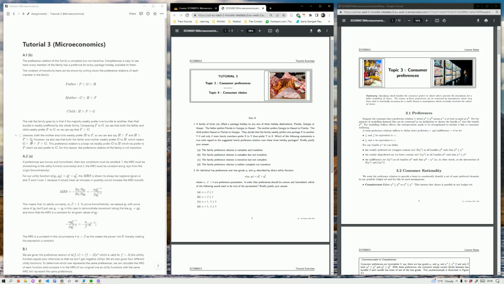And this comes to a problem here. H cannot be preferred over G and also preferred under G at the exact same time. Because imagine it, I like H less than G, but I also like it more than G. It doesn't make sense. So for that reason, it's a loop. And we have violated transitivity here. So, A1, the answer is B. The family preference relation is complete, but not transitive.